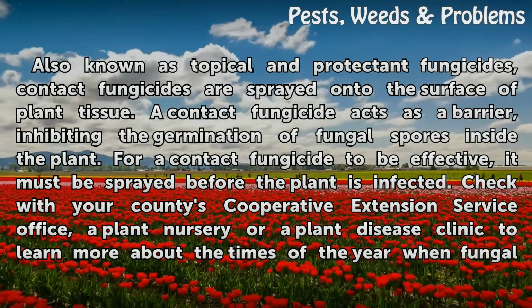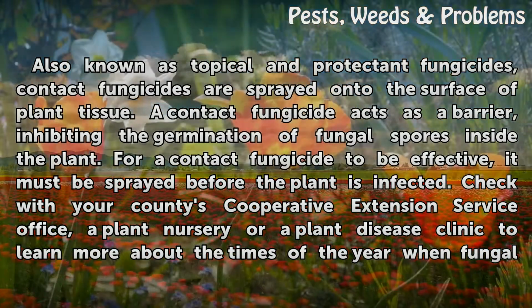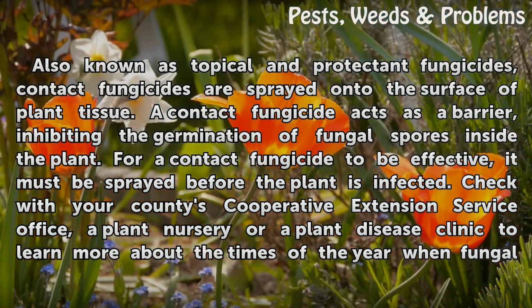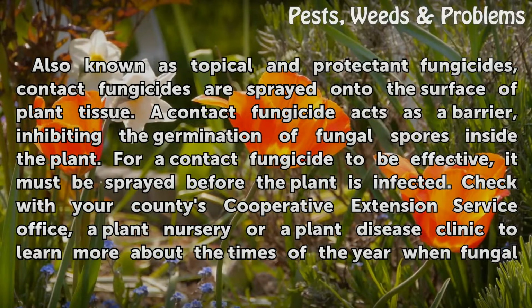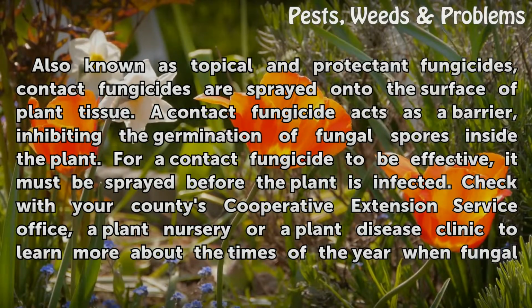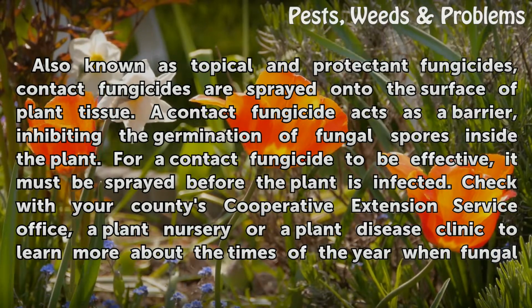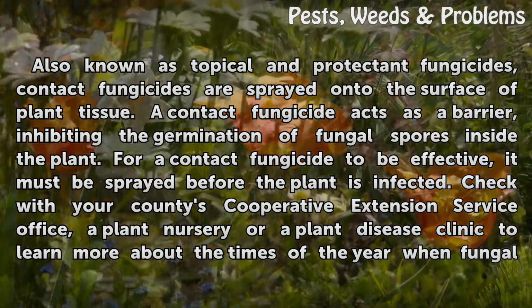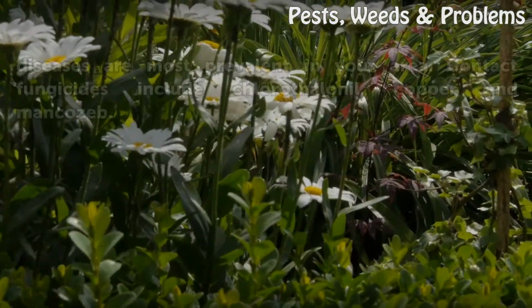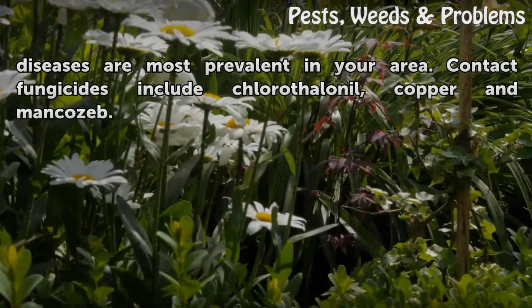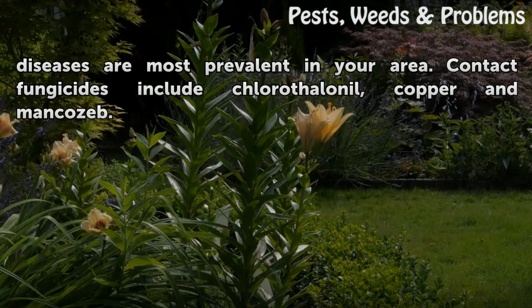A contact fungicide acts as a barrier, inhibiting the germination of fungal spores inside the plant. For a contact fungicide to be effective, it must be sprayed before the plant is infected. Check with your county's Cooperative Extension Service office, a plant nursery or plant disease clinic to learn more about the times of the year when fungal diseases are most prevalent in your area. Contact fungicides include chlorothalonil, copper and mancozeb.